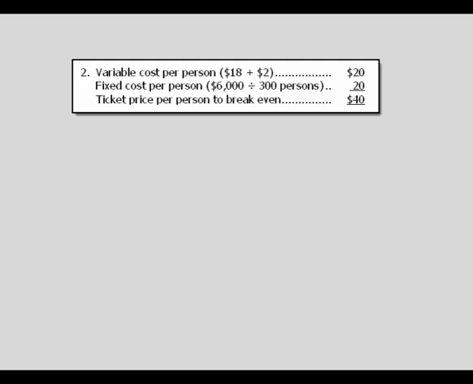Okay, and now you see the solution to part 2. First we determine the variable cost per person, which was the $18 dinner plus the $2 favor, $20. The fixed cost, if we break that down on a per person basis, comes out to be $20 per person. So in order to break even, we need to add the variable cost per person, the 20, to the fixed cost and come up with a total cost of $40 per person to break even.